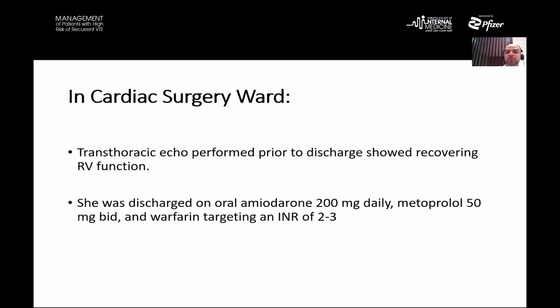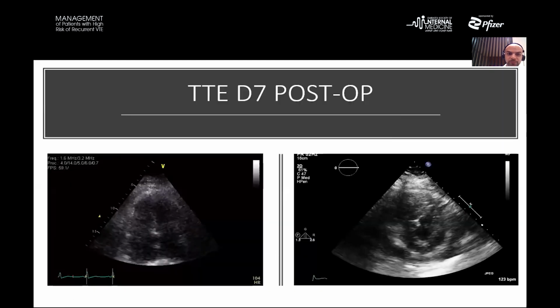The patient was discharged on oral amiodarone for the atrial flutter, metoprolol 50 milligram BID for rate control, and warfarin targeting an INR of 2 to 3 for anticoagulation.